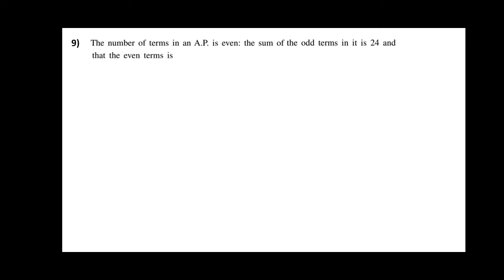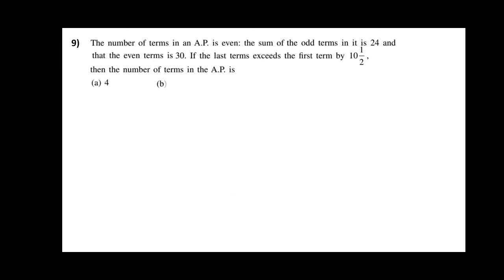We go for the 9th question. The number of terms in an AP is even. The sum of the odd terms in it is 24 and that of the even terms is 30. If the last term exceeds the first term by 10 and 1 by 2, then the number of terms in the AP is option A 4, option B 8, option C 12, option D 16. It was already asked in JEE 2014.